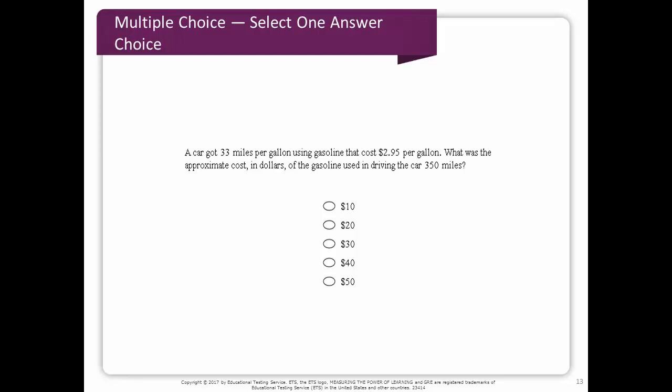A car traveling 330 miles at $2.95 per gallon would make the cost $29.50 because it is 10 times both 33 miles and the cost per gallon, $2.95. An extra 20 miles is going to be less than $2.95 because the car can go 33 miles per gallon. Thus, the approximate cost is about $30.